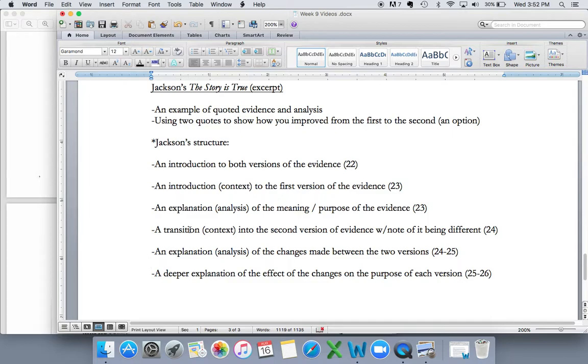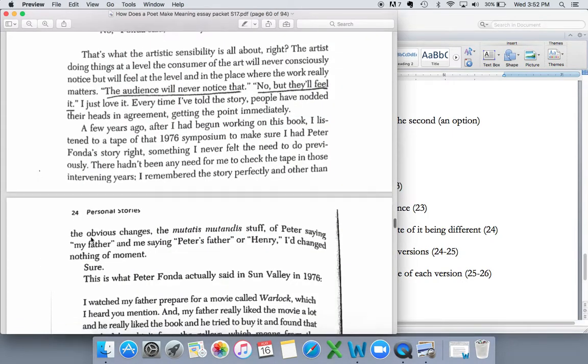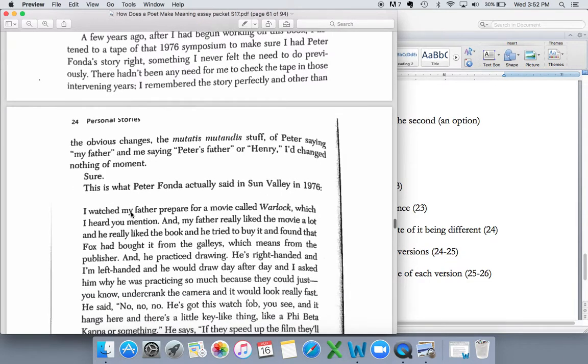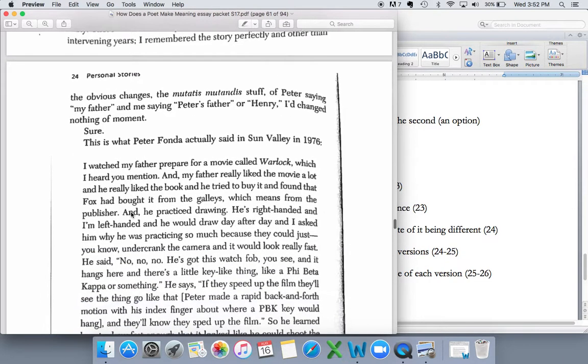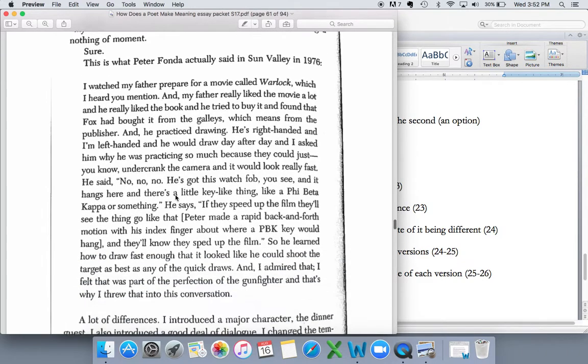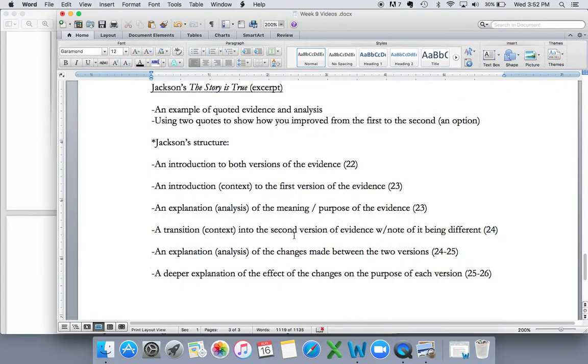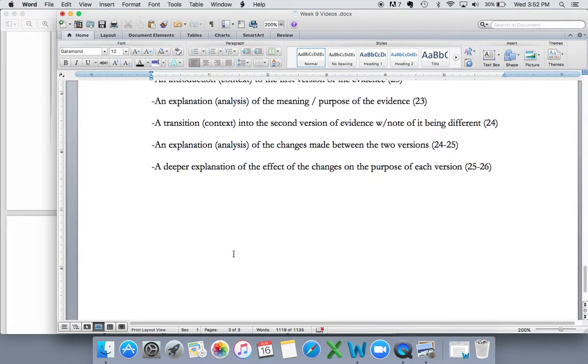Now he needs to transition into the second version, and he does that with this paragraph here. We don't need to read it, but he basically just says he wanted to make sure that he had Peter's story right, so he listened to the tape and then he realized, wow, it's going to be different. And he quotes then, after he introduces Peter Fonda's version of the story, he introduces the full quote and gives the full quote. And so he's transitioned, he's noted that it's different. And then the rest of the essay is going to be an explanation or analysis of the changes between the two versions and their effect.